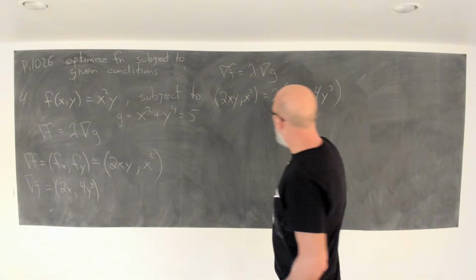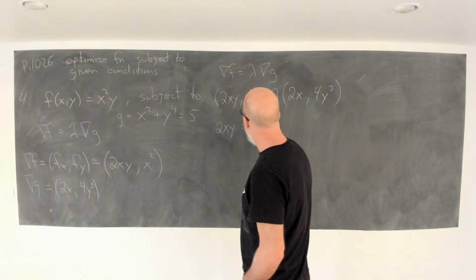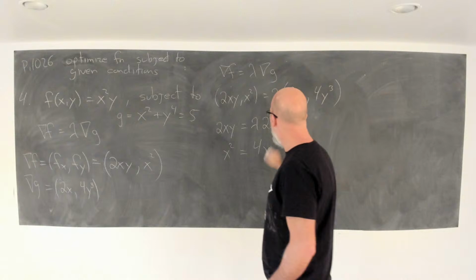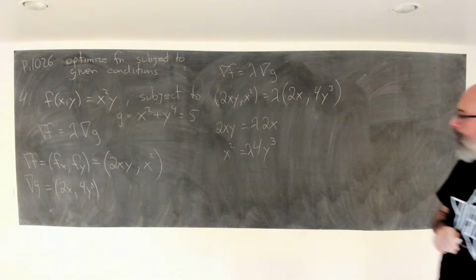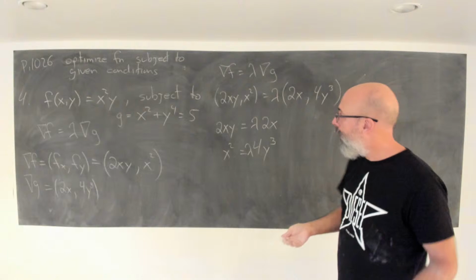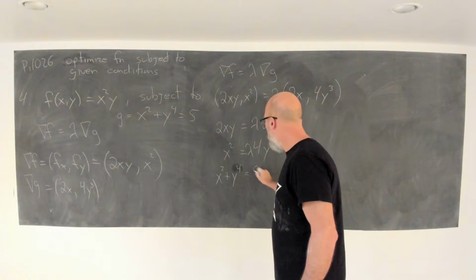Right, so we have these two vectors equal to each other. So we need 2xy to be lambda 2x, and x squared to be lambda 4y cubed, coupled with this equation, which is still in play, where x squared plus y squared plus y to the 4 is equal to 5.